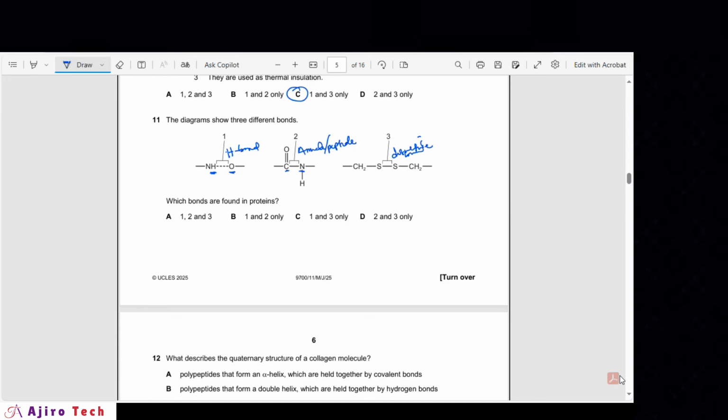So which bonds are found in proteins? This is found in the primary, this is found in the secondary, tertiary, and quaternary structure. This is found in the tertiary and quaternary structure of proteins. So they are all found in proteins.